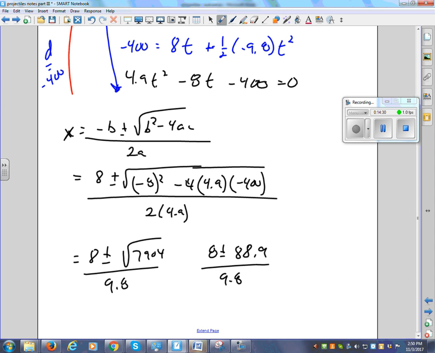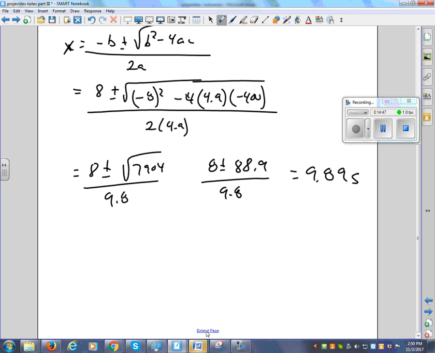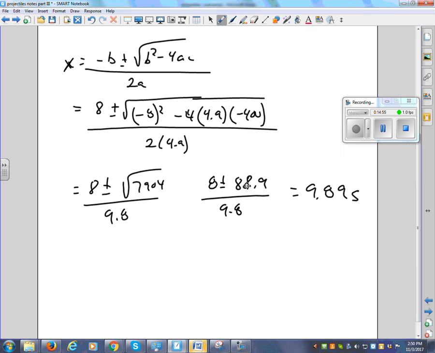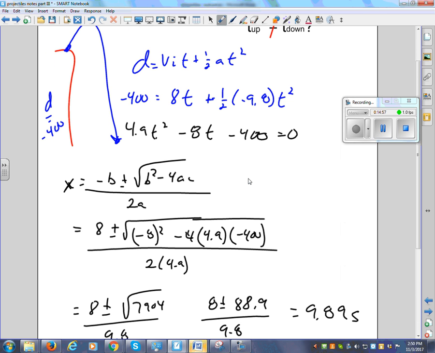That seems weird. You get what? Did you get 9.89? Mervyn got it, 9.89 seconds. Should I do the negative? Well, 8 minus 88 is going to be negative 80, divided by that is going to be a negative value. So this value right here is 9.89.